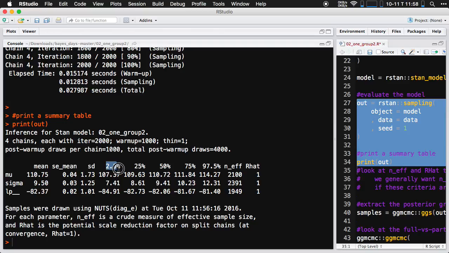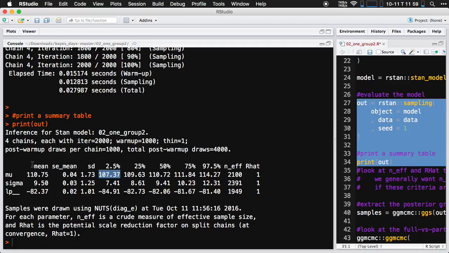Another useful metric that people report is the range from the 2.5 percentile to the 97.5 percentile. That's the 95% credible interval. It reflects where the bulk of your belief is in that parameter's true population value.